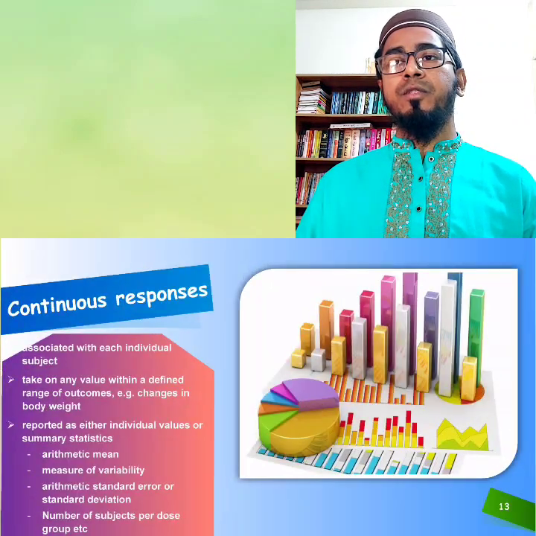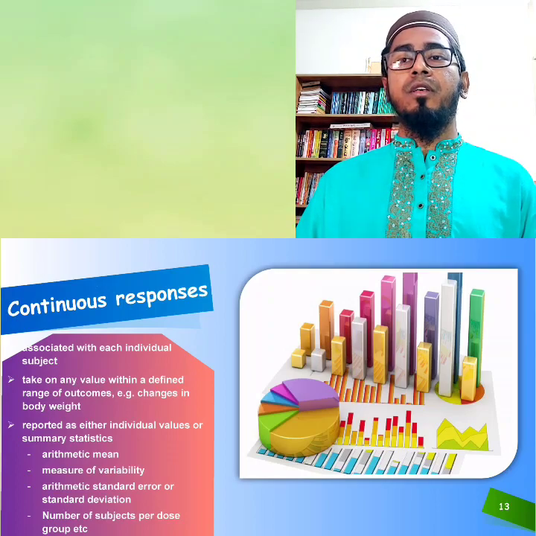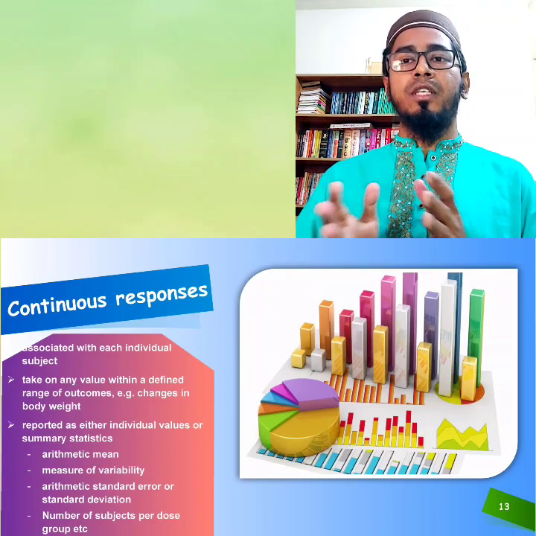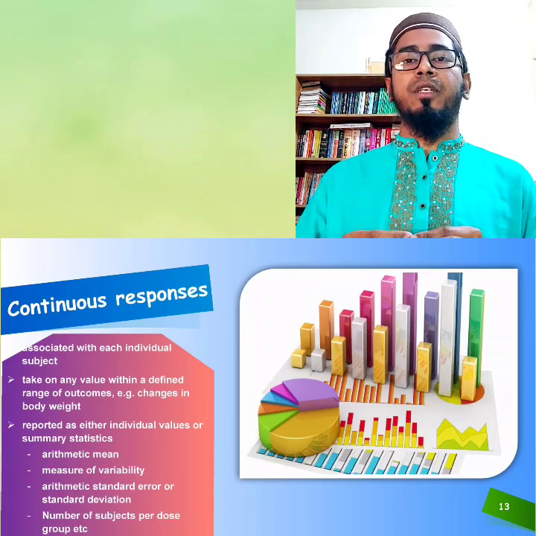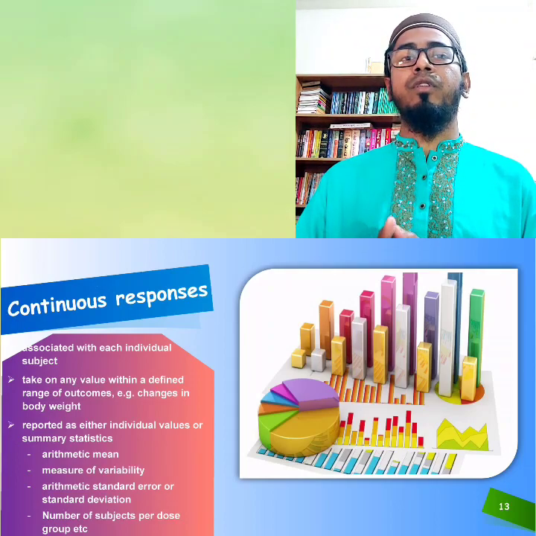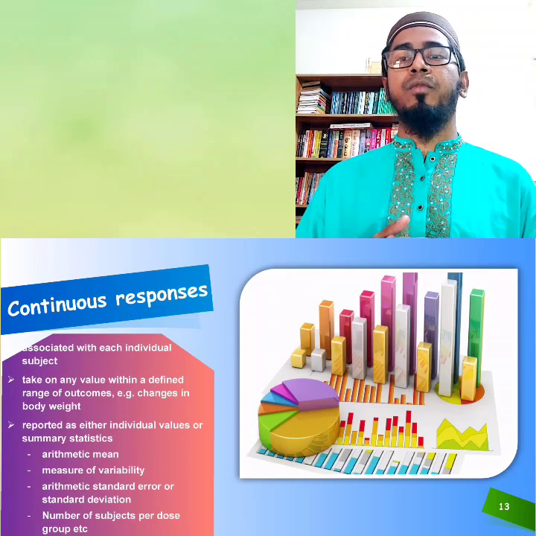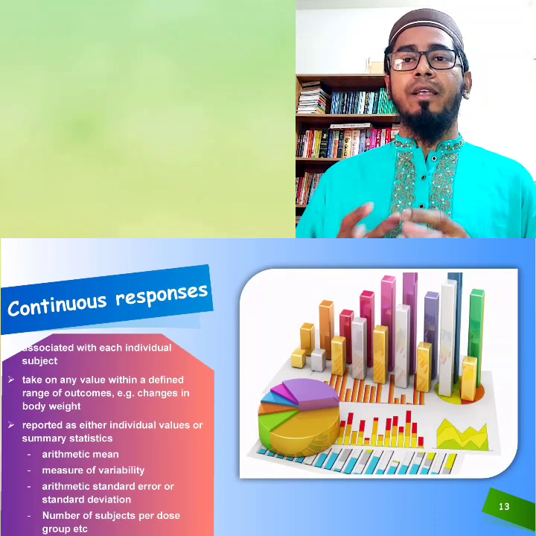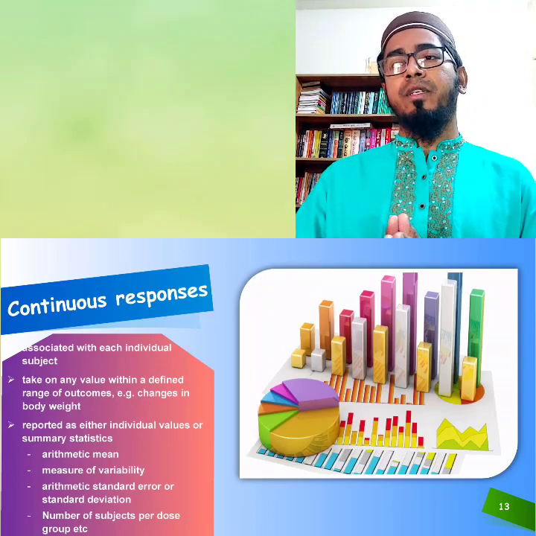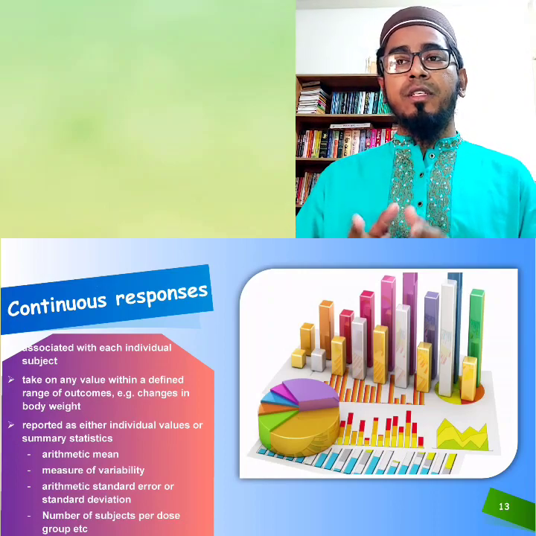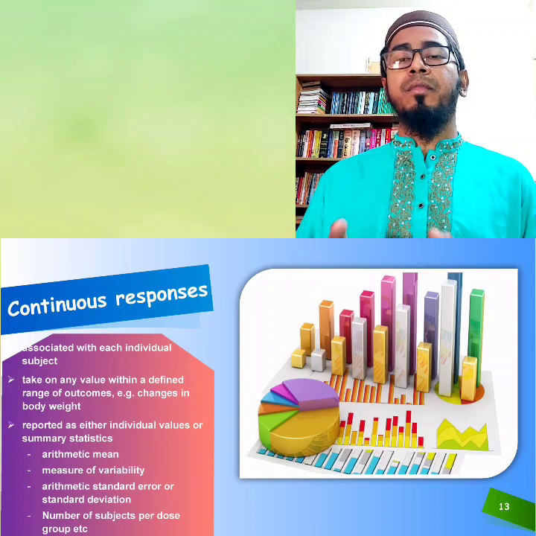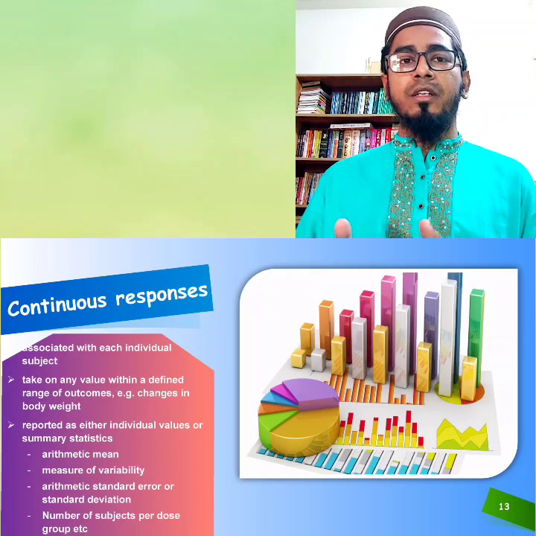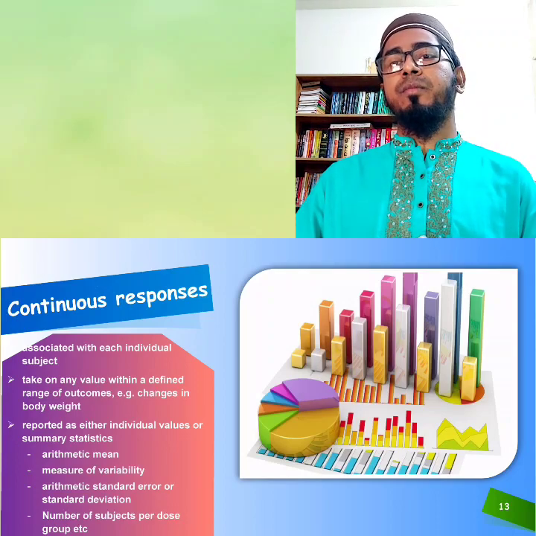First, continuous response. This measurement of responses is associated with each individual subject and can take on any value within a defined range of outcomes. For example, changes in the body weight. These types of data can be reported as either individual values or summary statistics. That is, for example, typically the arithmetic mean, measure of variability, arithmetic standard error or standard deviation, and the number of subjects per dose group.